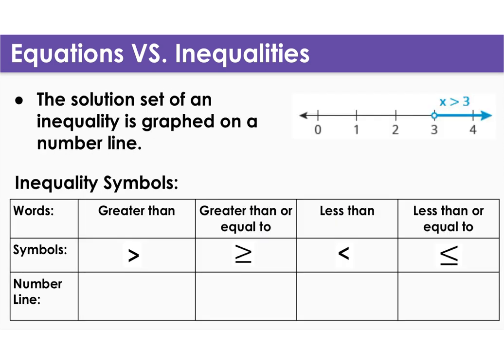The solution set of an inequality is graphed on a number line. So, for instance, the symbol greater than on the number line is going to be an open circle. Greater than or equal to is going to be a closed circle because it indicates that it also can be equal to, this little equal to sign underneath. Less than is an open circle, and less than or equal to is also a closed circle.